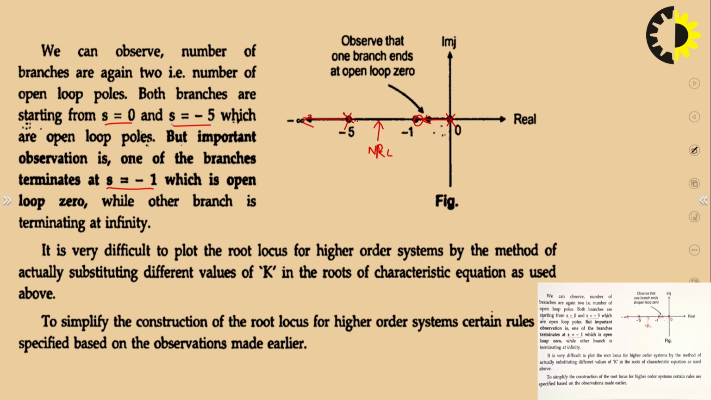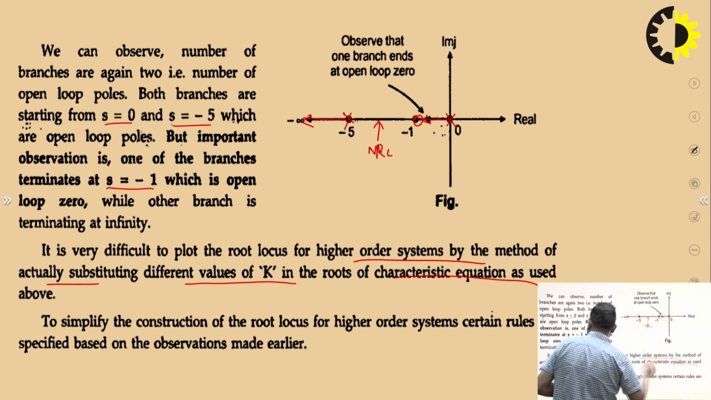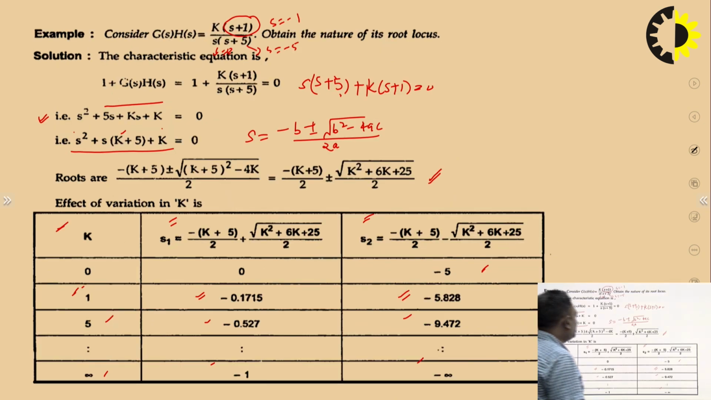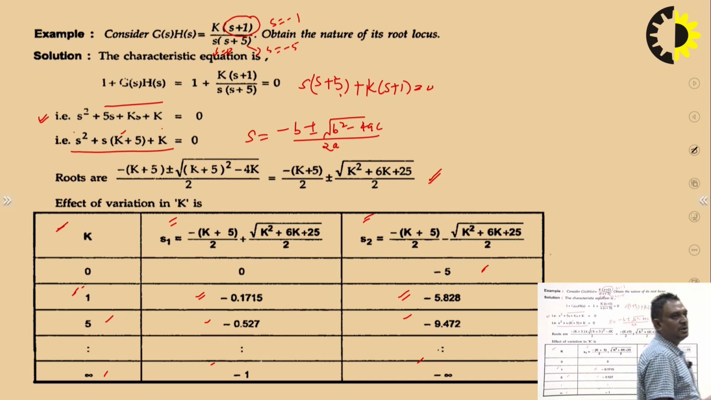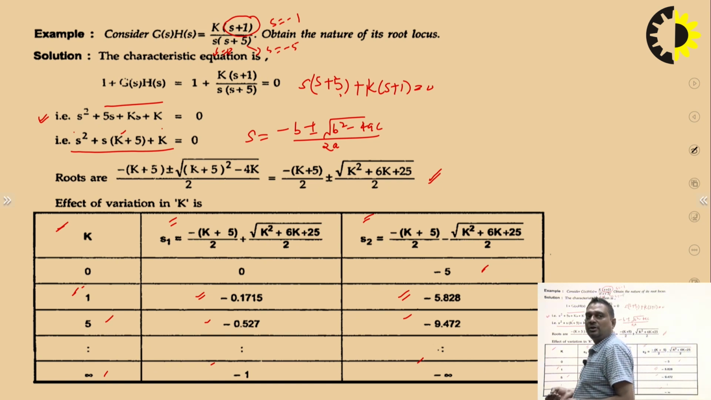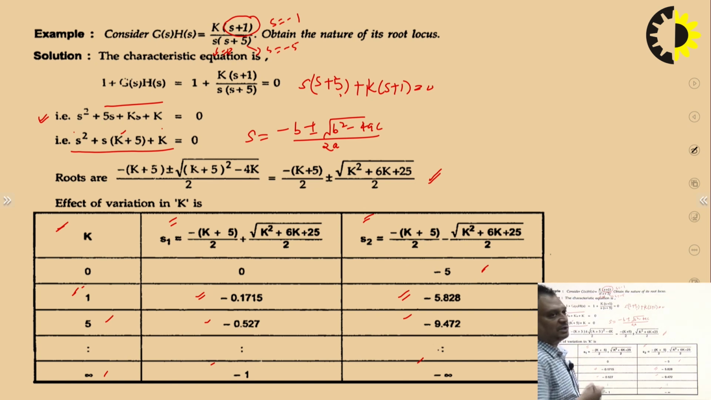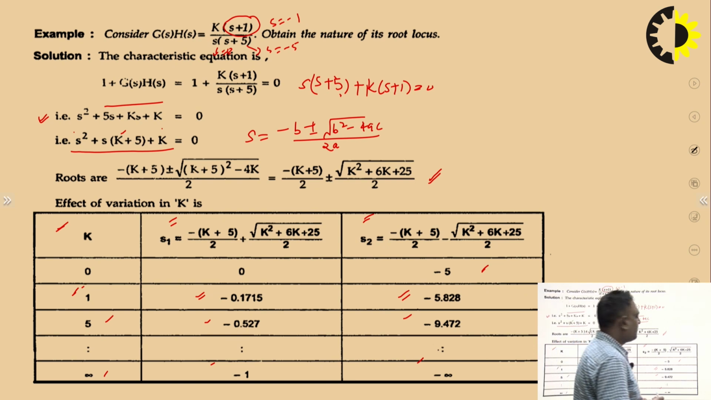It is very difficult to plot the root locus for higher order systems by the method of actually substituting different values of k in the roots of the characteristic equation used above. It is important to note here that we have only taken a second order system, but when the system order is higher and the number of poles and zeros becomes higher, there will be more branches, and in that case it is very difficult to plot the root locus based on this method. Okay, this is the traditional method. But what happens if the order is fifth order or sixth order?